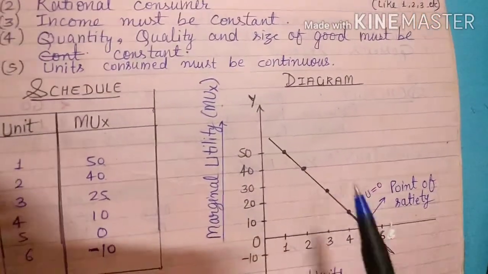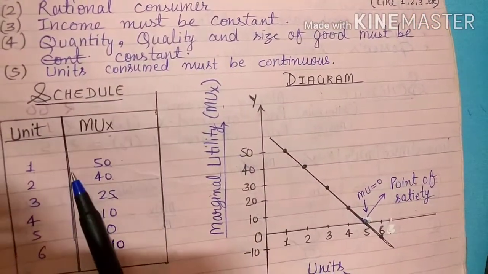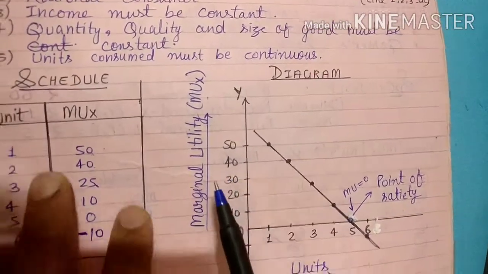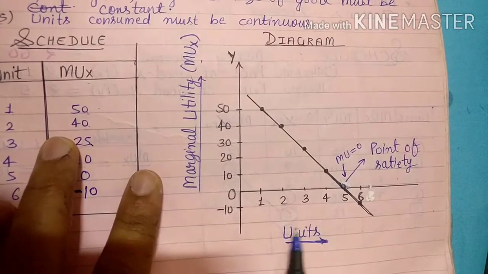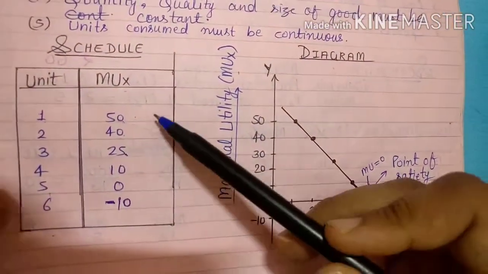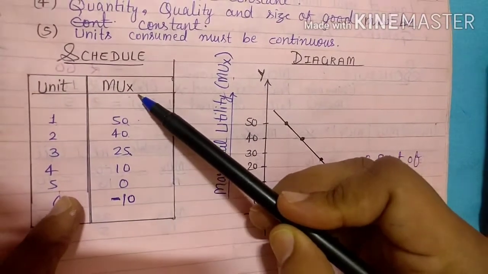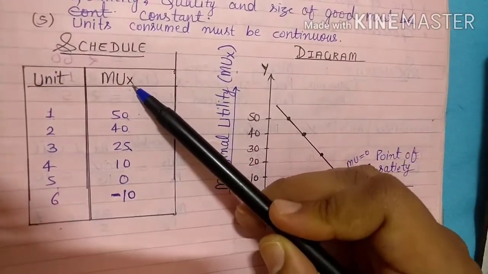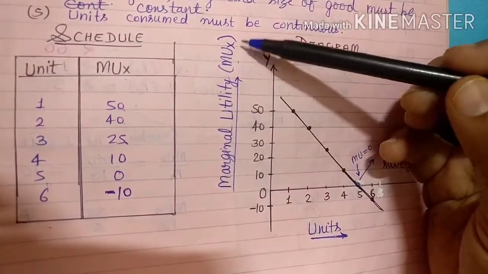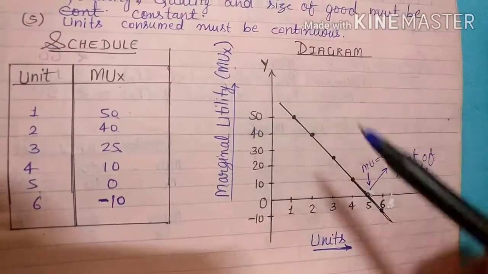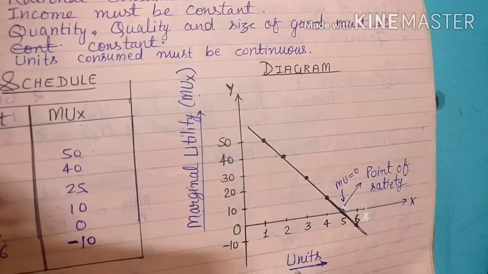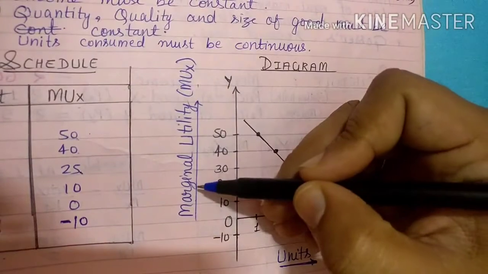Now here is the diagram. This diagram displays the same units which I have expressed in the schedule. I have written all the units here: 1, 2, 3, 4, 5, 6. And the marginal utility of X. X here is apple; I have taken apple. X is any commodity. So the marginal utility, MUx, I have shown on the y-axis. On the x-axis I have shown the units, and on the y-axis I am showing MU.